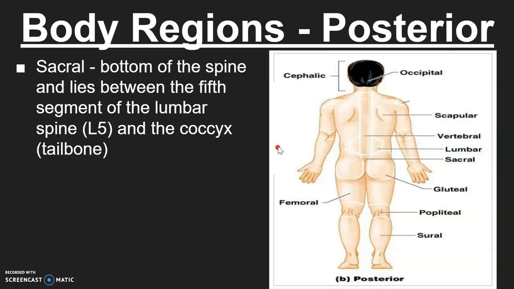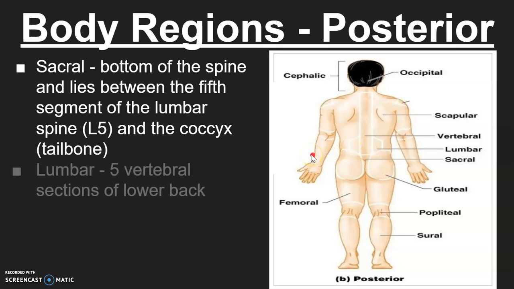The sacral region is the bottom of the spine. So this lies between the fifth segment of the lumbar vertebrae, so the L5, and the coccyx, which is the tailbone. So the joint in your back that can sometimes cause people issues is the SI joint. So it's the sacroiliac joint in the lower back, but it's a common location for lower back pain from people. The bottom part of the spine there is sacral.